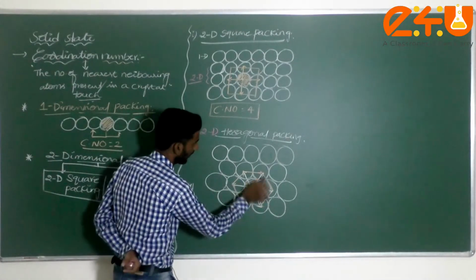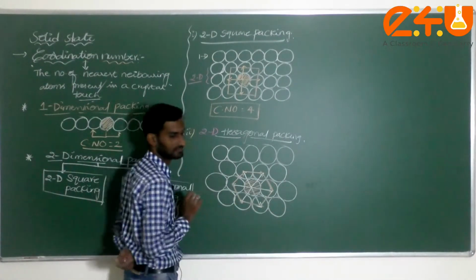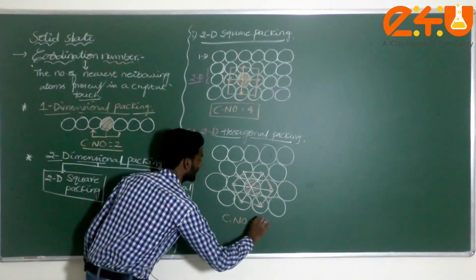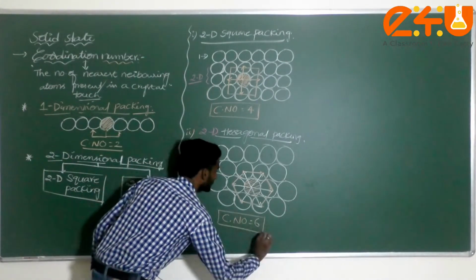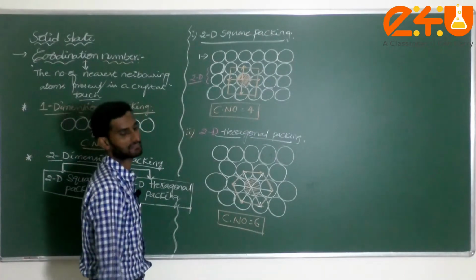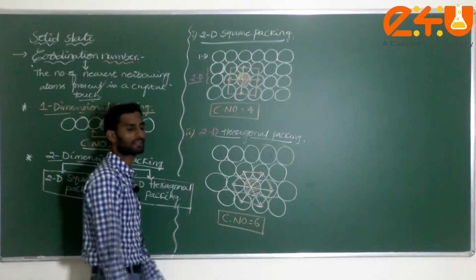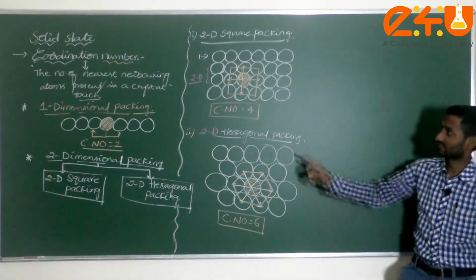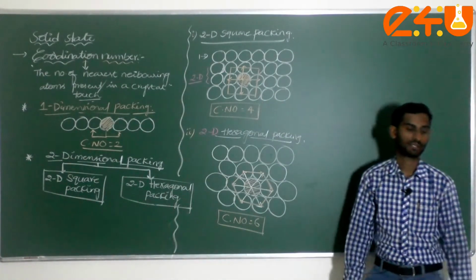Six are not here: 1, 2, 3, 4, 5, 6. So its coordination number, how much will come here? Six are not, dear students. Coordination number, dear student, is 6. This is the very important point. What is, dear students, with respect to coordination number?